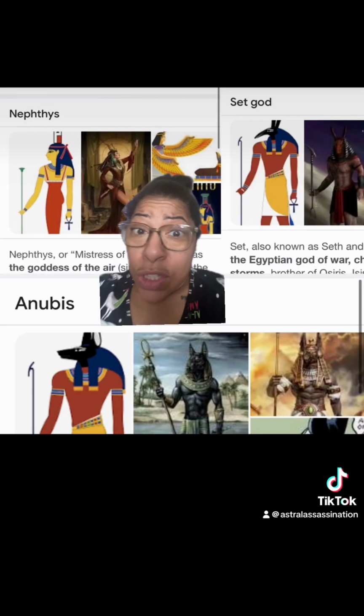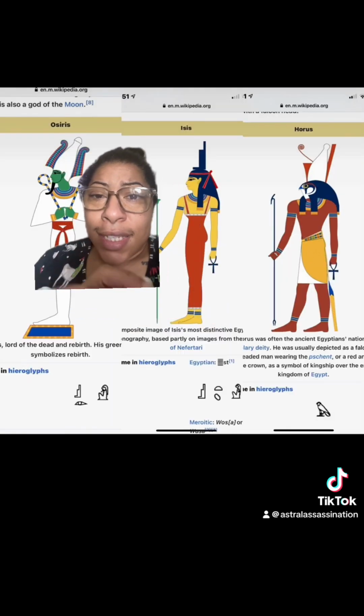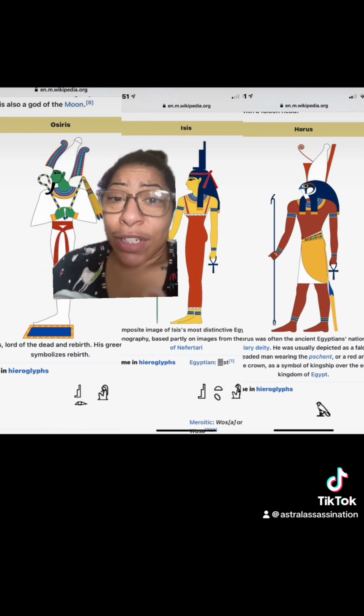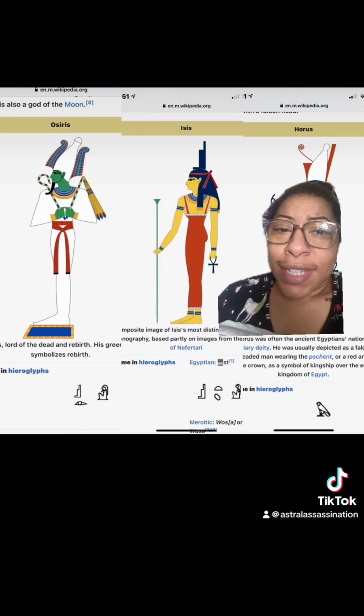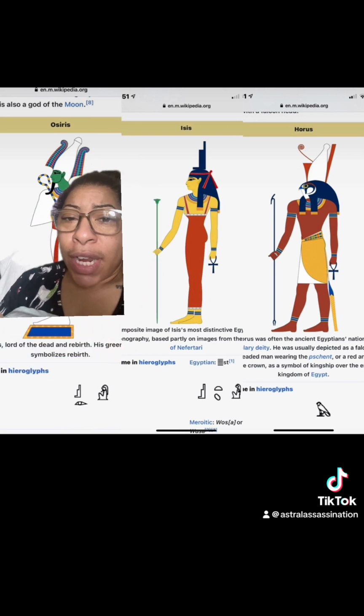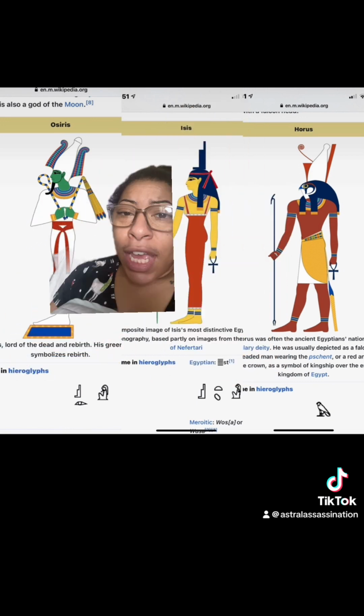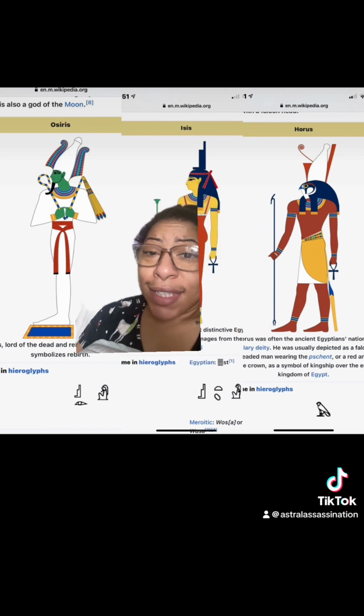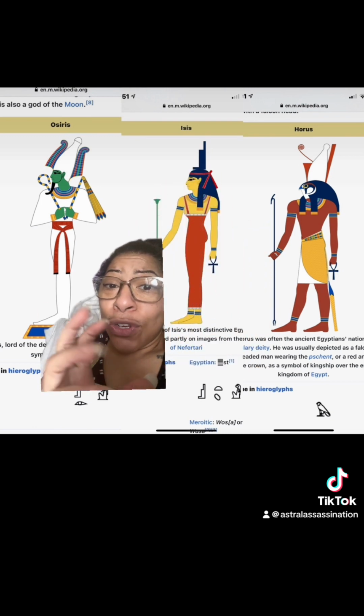So Nephthys' twin is Isis, who is married to Osiris, and they have a child, Horus. Horus is Sagittarius, Isis is Taurus, and Osiris is Aries. So Aries, Taurus, Sagittarius. Isis is a twin of Nephthys, and Nephthys is the mother of Anubis.